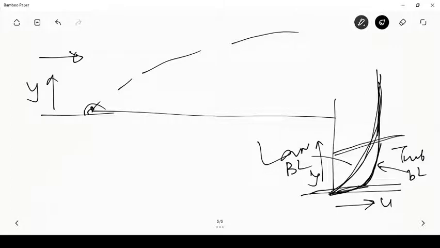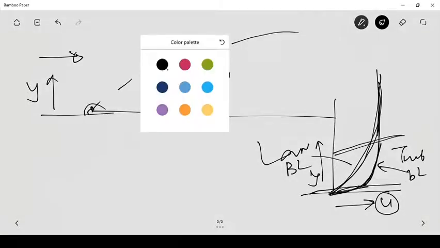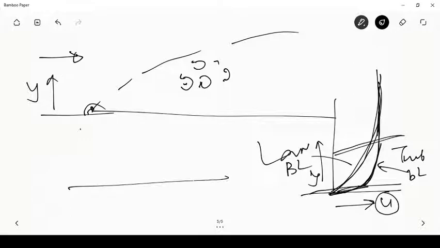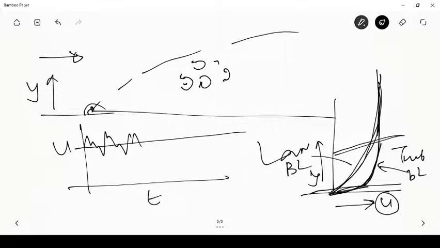The other thing that you need to know is that this u is actually not so smooth, because in turbulent flow there is a lot of mixing, a lot of disturbance, and therefore the flow at every location has eddies rotating in both directions. So if I measure velocity at one location as a function of time, even when everything is steady, you will find that there is a mean velocity about which u fluctuates.